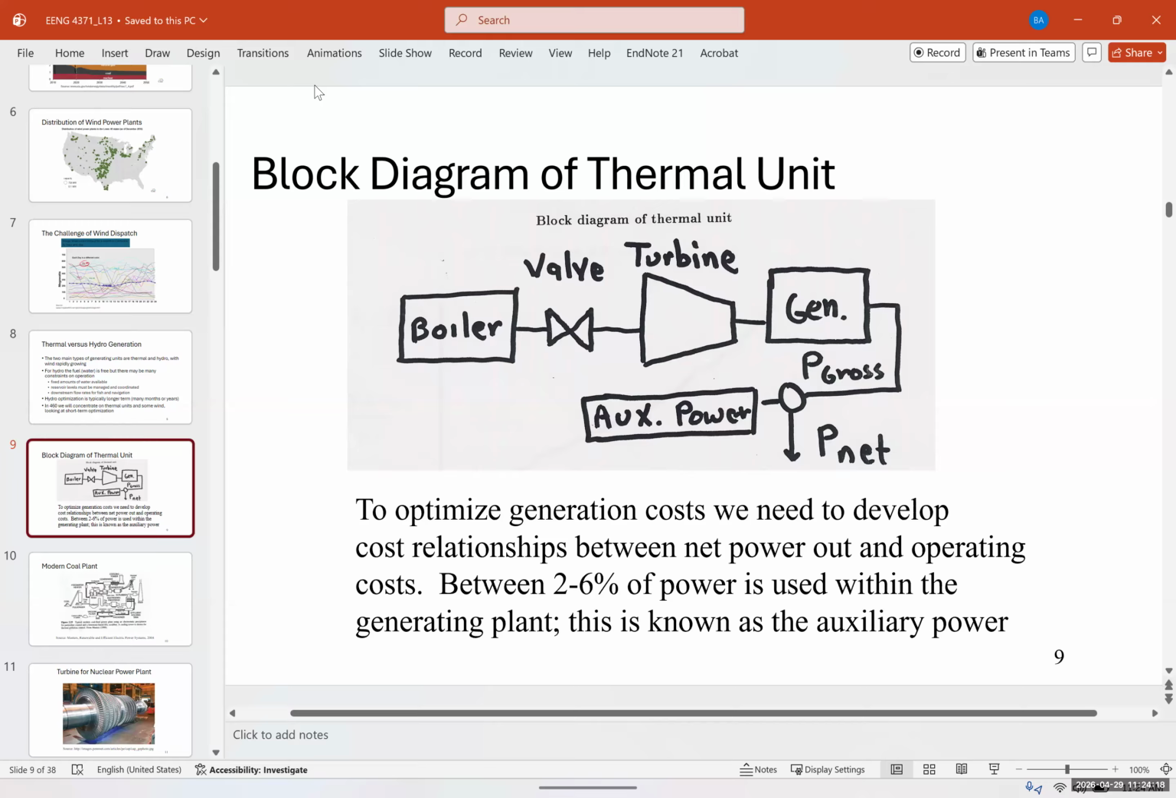And that's the actual power that we are selling. But we have to put that loss, that's a power loss, into account when calculating the cost.